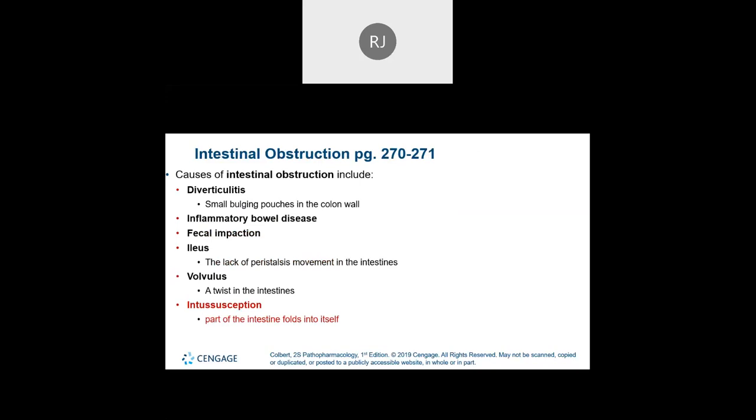On pages 270 to 271, it covers intestinal obstruction. The causes of intestinal obstruction include diverticulitis, which is small bulging pouches in the colon wall. And then they have intussusception, which is when part of the intestine folds into itself.